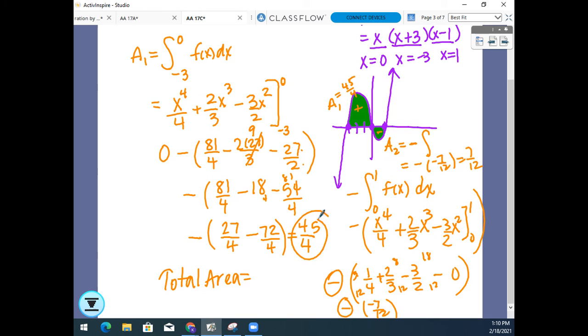So typically what I do, I write total area. So I'm going to take my 45/4 plus my second area, 7/12, and altogether I get 11 and 5/6. So whenever you're finding area, all of this should be positive. That's why over here, if you would have forgotten the negative, you would have gotten here and gone, oh, wait a minute, I need to do the opposite of this because I can't have a negative area.